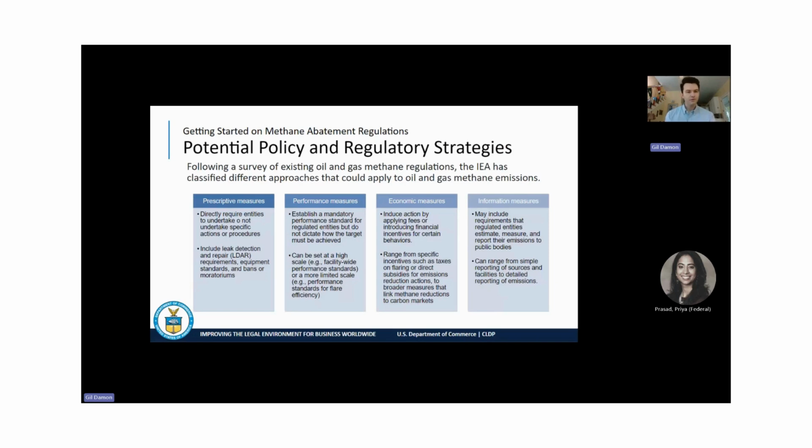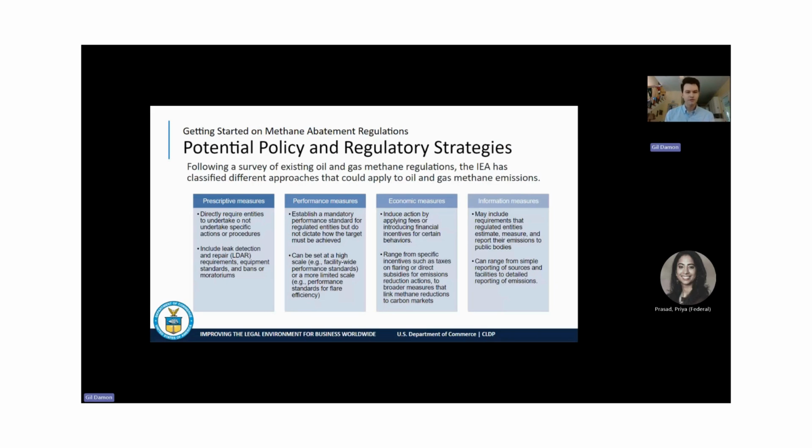Prescriptive measures directly require entities to do something or not to do something. These include things like leak detection and repair requirements, equipment standards, bans, moratoriums, all sorts of items that can often be enforced as a binary. You're going to do this or you're not going to do this. Performance measures, we're looking at performance standards. So, looking a little more flexibly and broadly at an action and trying to make sure that you're hitting a certain target in terms of emissions. This can be at a facility-wide scale. This can be for flare efficiency, all sorts of things across the spectrum of possible performances that you could measure.